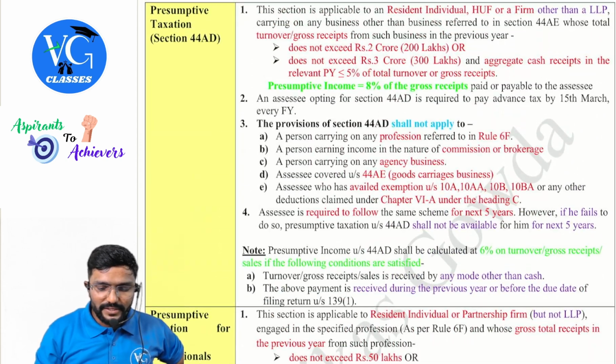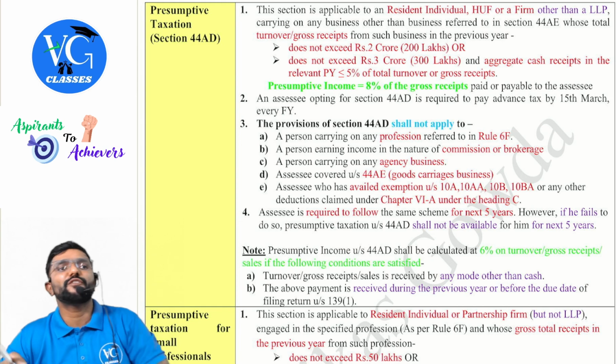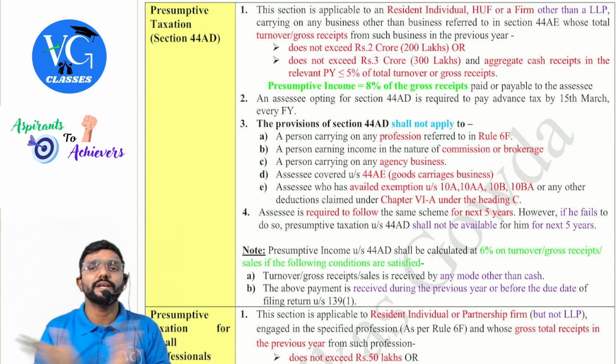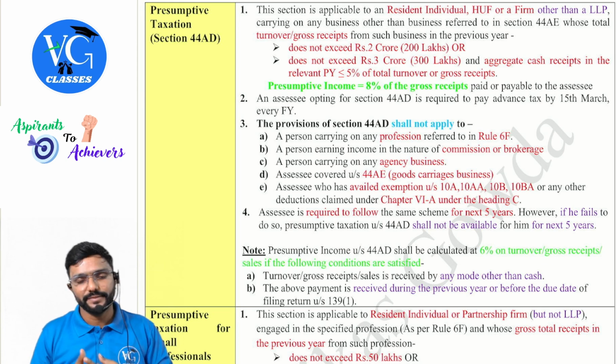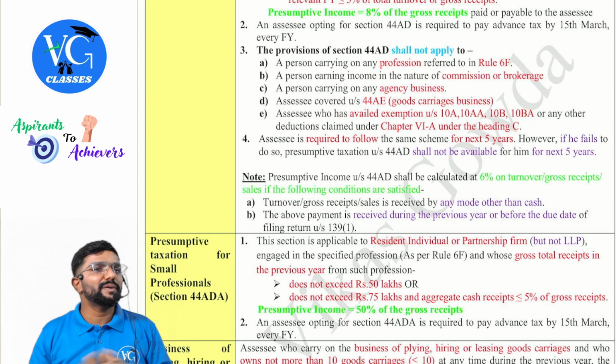Next, the person whoever is following presumptive scheme, if they are liable to pay advance tax, they will pay it in one shot on or before 15th March. Whereas others will pay in 4 installments quarterly. But this person will pay it in one shot because they want to reduce their compliance burden. That's all.